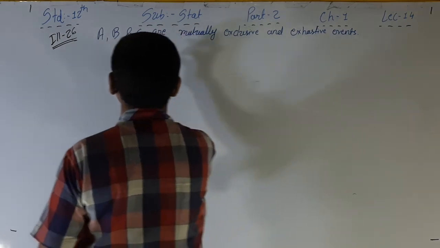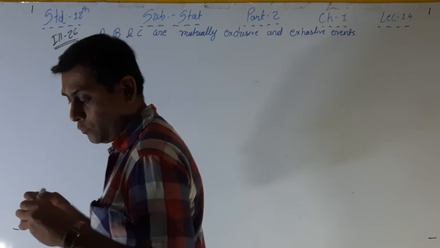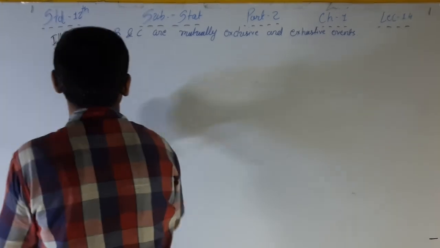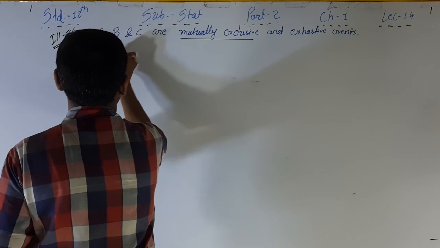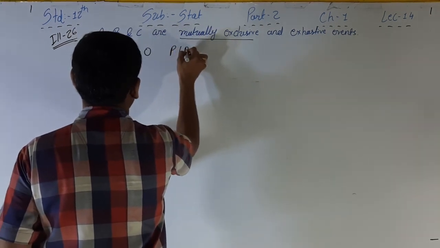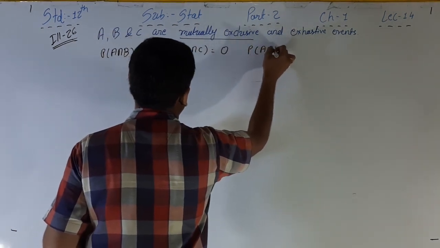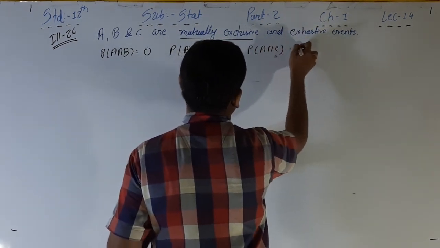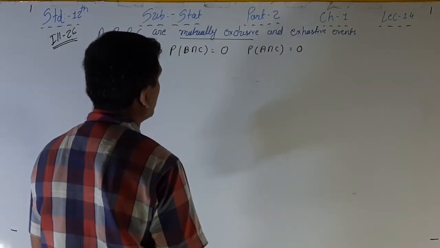So here what we have to see is that for mutually exclusive events, P of A intersection B is equal to null set, P of B intersection C is equal to null set, that is 0, and P of A intersection B intersection C is equal to 0, right? Here for mutually exclusive events.